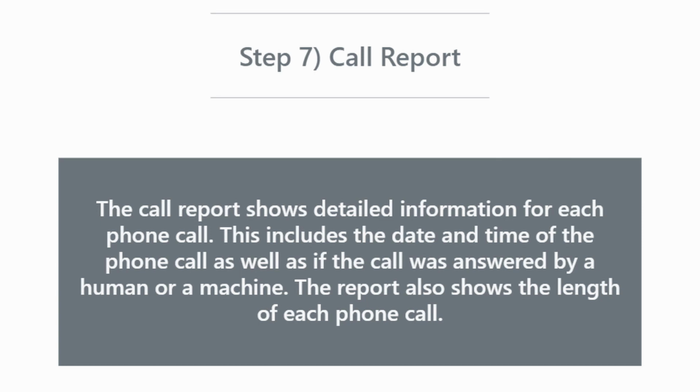Step 7. Call report. The call report shows detailed information for each phone call. This includes the date and time of the phone call, as well as if the call was answered by a human or a machine. The report also shows the length of each phone call.